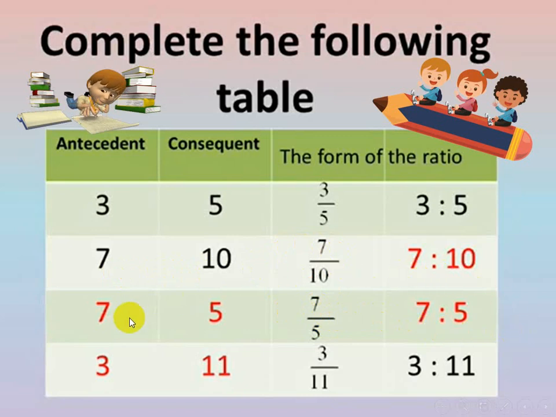When the form of the ratio is 7 over 5, so 7 is the antecedent of the ratio, 5 is the consequent of the ratio. 7 over 5 means 7 to 5. When the ratio is in the form of 3 over 11 or 3 to 11, the antecedent is 3 and the consequent is 11.